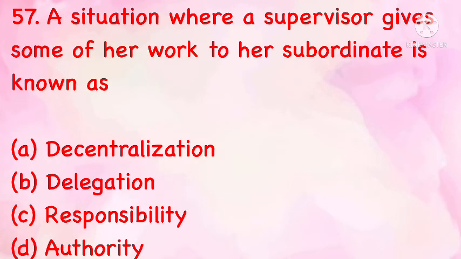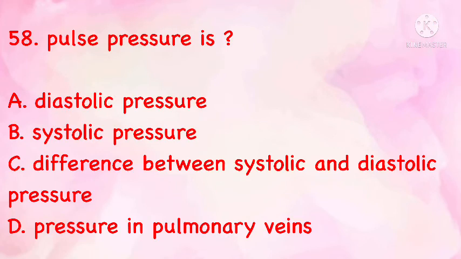A situation where a supervisor gives some of her work to her subordinate is known as decentralization, delegation, responsibility, authority. The answer is D. Authority. Pulse pressure is diastolic pressure, systolic pressure, difference between systolic and diastolic pressure, pressure in pulmonary veins. The correct answer is C. Difference between systolic and diastolic pressure.